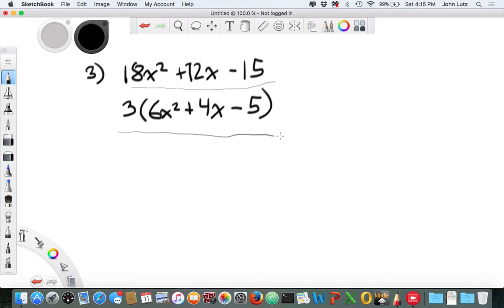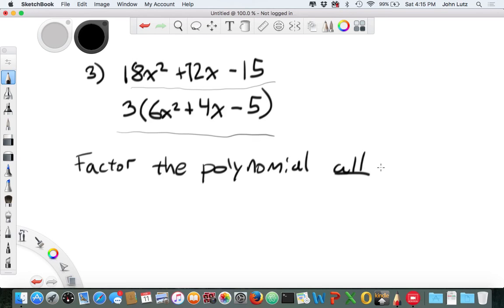And that's something that happens too. In fact, that's something that often happens as the first step to doing something called factor the polynomial all the way. Sometimes you'll see that. Factor the polynomial all the way. In which case you'll pull out this greatest common factor and then you'll factor the trinomial into 2 binomials like we've seen before. All right.